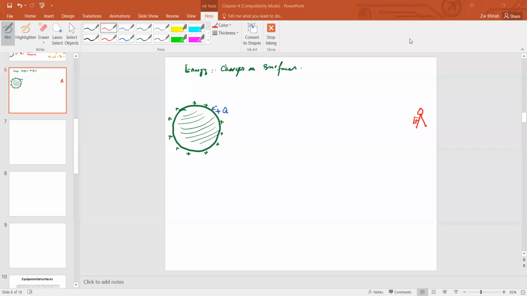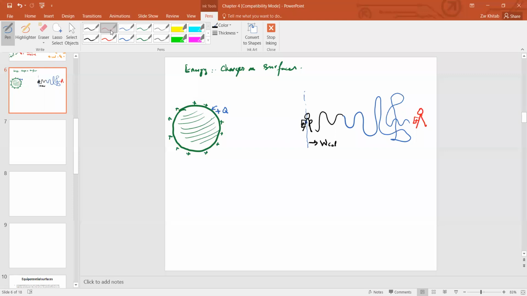Suppose the person wants to approach this structure through an undefined path. There exists a point P. At that point, the person starts feeling a Coulombic force.